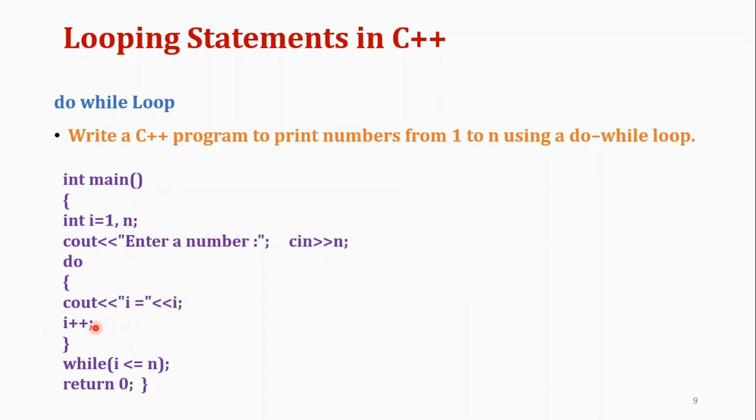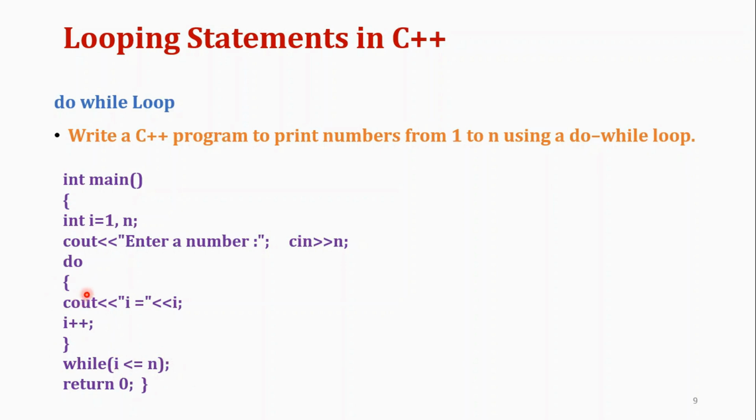No, I will be 2. So I will be 2 now, 2 less than or equal to 10, for example. So if it is yes, true, it is displaying the I value 2. So it is going till 10. Whenever n is going to be 10, when I gets 11, at that time it is coming out of the loop, it won't go inside the loop. So this is what the do while loop.